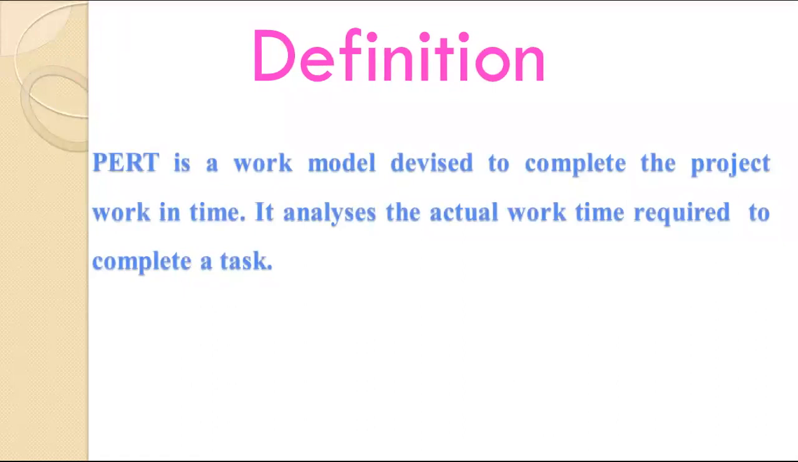PERT is a work model designed to complete the project work in time. It analyzes the actual work time required to complete a task. Program Evaluation and Review Technique, PERT, is a method which is used to examine the tasks that are scheduled and to determine a variation of the Critical Path Method, CPM.